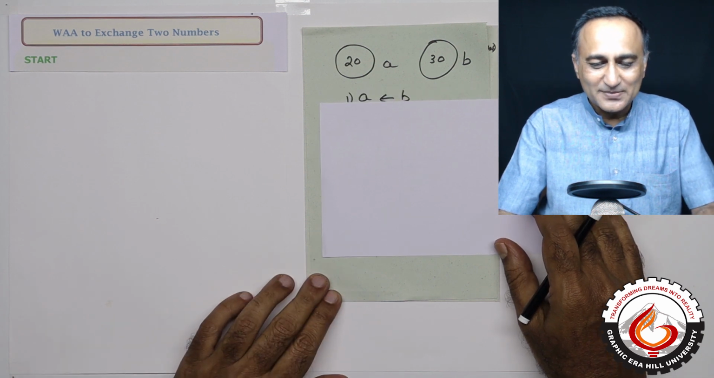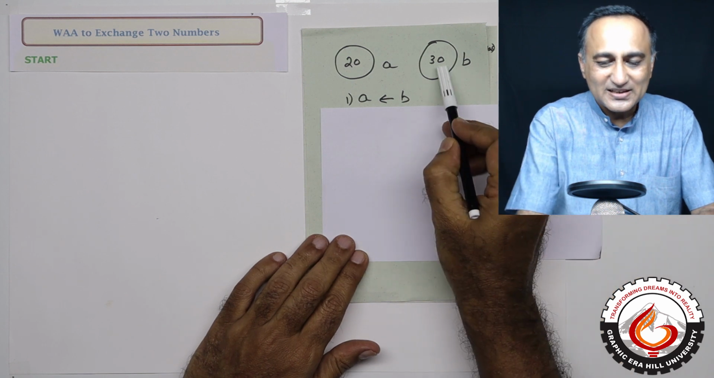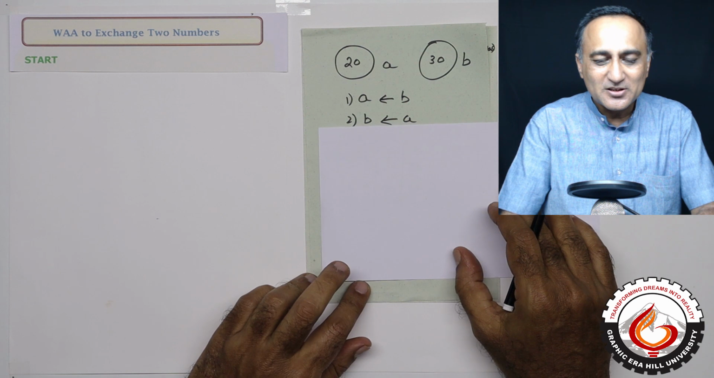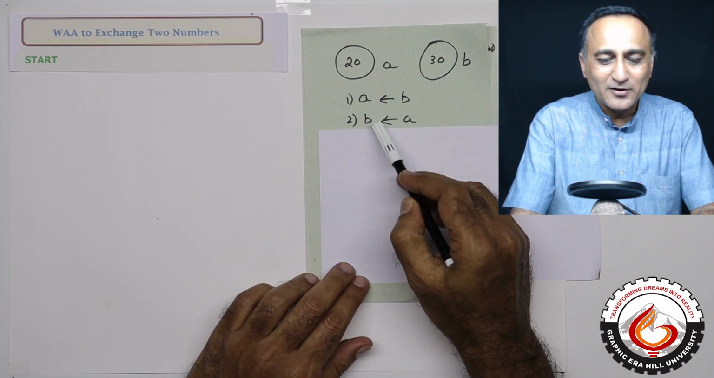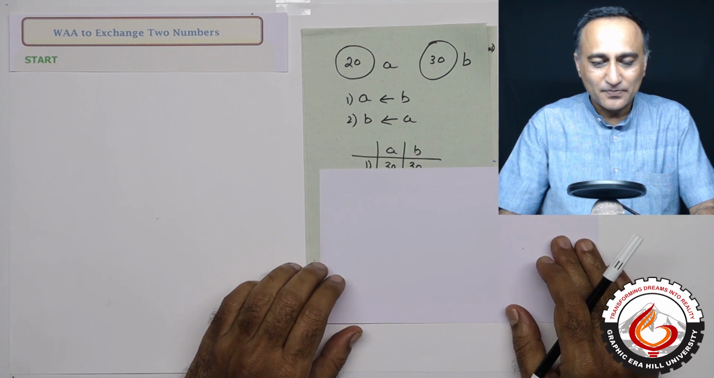Suppose you write something like this. You say A is assigned the value of B. So what will happen is 30 will get copied to A. And in the next step you're trying to copy the value of A back to B. Now, we'll draw a test plan and you'll know what the problem is.